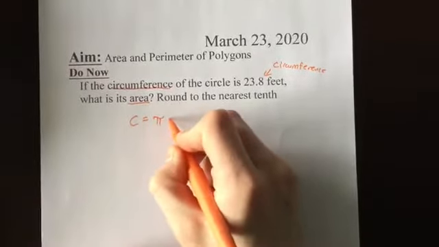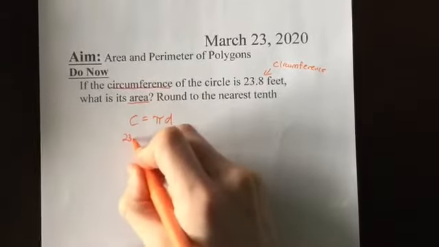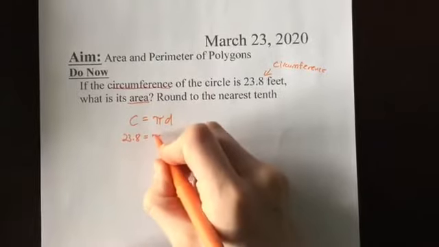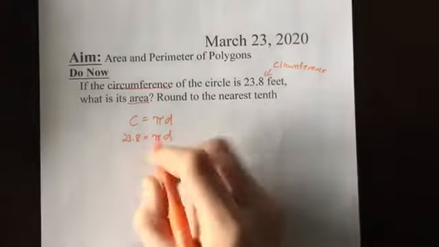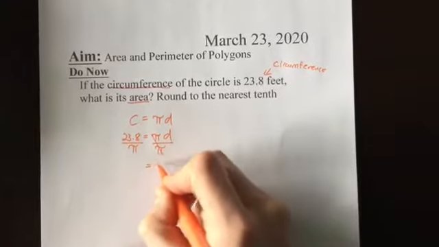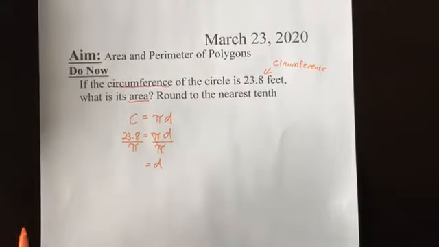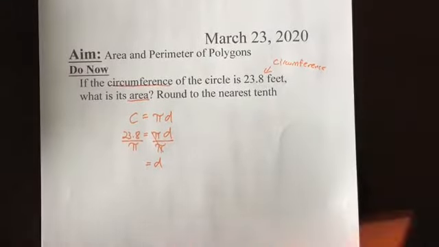So I'm going to start by writing down my circumference formula. Circumference equals pi times diameter, cherry pie delicious. I'll substitute in 23.8 for our circumference. And now we'll solve for diameter. So divide both sides by pi. Got to grab our calculator, 23.8 divided by pi, and we get a big long decimal.